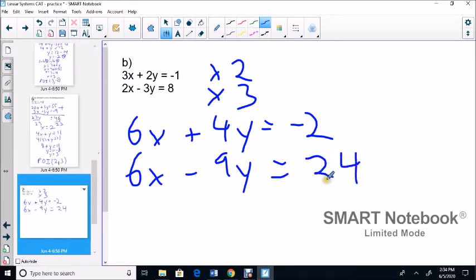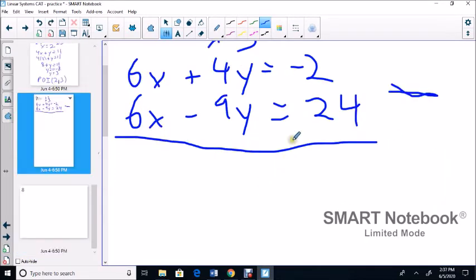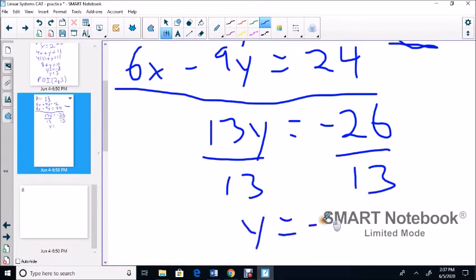Now you could have eliminated the y's like I did in the first example. Here I'm going to eliminate the x. In this case, I have to subtract the two because they're the same sign. 6 minus 6 is 0. So at this point, we're going to subtract: 4y minus negative 9y, so right here we're going to get 13y. And then you get negative 2 minus 24, which is negative 26. At this point, we divide by 13, and y equals negative 2.